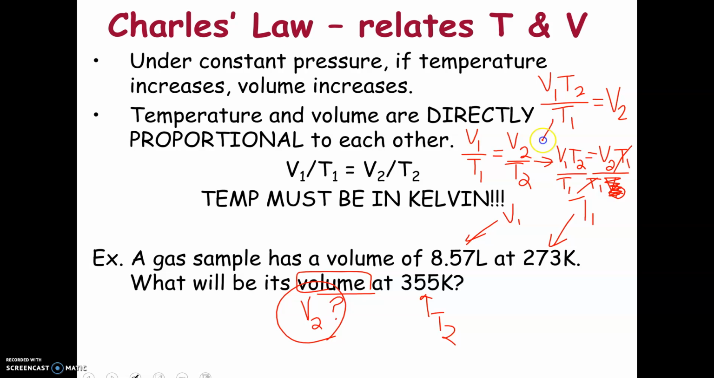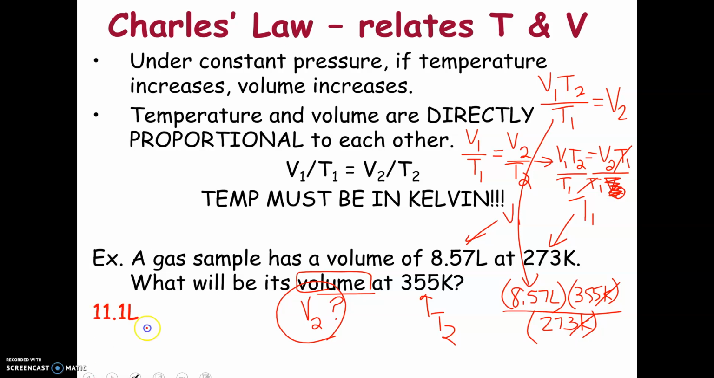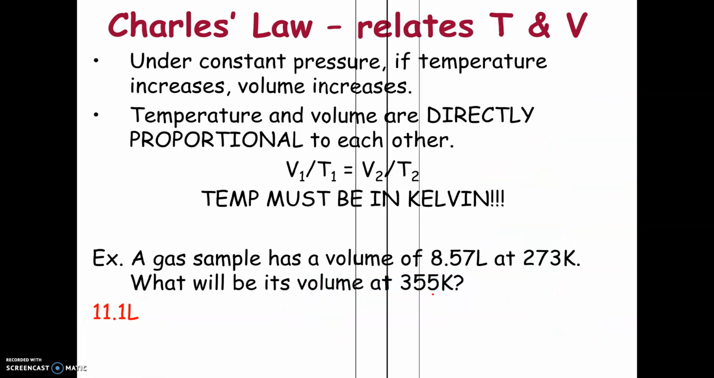All right, so plugging in numbers, again, this is basic algebra. We're just going to plug in our V1, 8.57 liters, times T2, which is 355 Kelvin. We're going to divide that by T1, which is 273 Kelvin. Notice that Kelvin will cancel, and our answer will be in liters. And rounding this to 3 significant digits, because all of our numbers have 3, is going to be 11.1 liters.